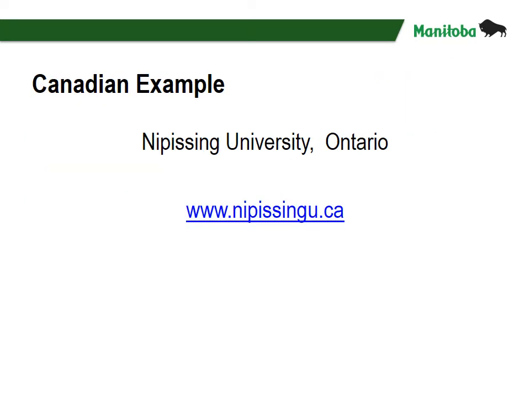A Canadian example we're going to look at is Nipissing University in Ontario. While many organizations are working towards changes in their bylaws to include electronic voting, not everyone posts their bylaws on the internet. Nipissing University in Ontario wanted to let others know the route they took for their bylaw changes.